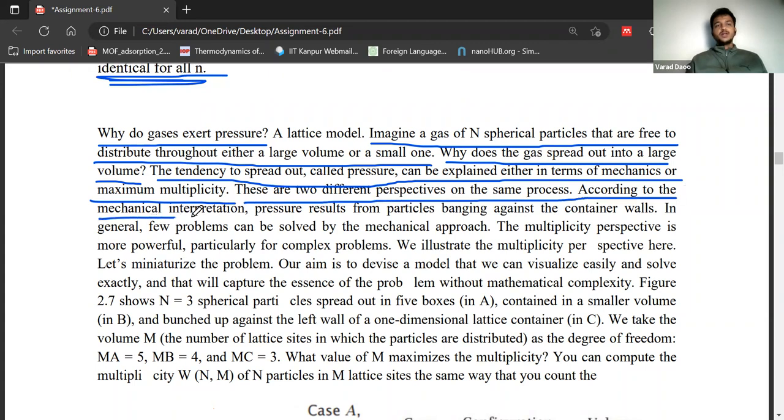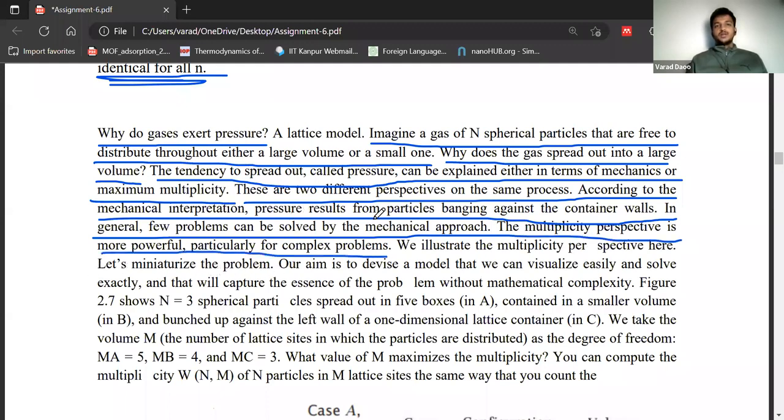According to the mechanical interpretation, pressure results from particles banging against the container walls. In general, few problems can be solved by the mechanical approach. The multiplicity perspective, which we are going to talk about, is more powerful, particularly for complex problems. We illustrate the multiplicity per particle here. So let's miniaturize the problem. Our aim is to devise a model that we can visualize easily and solve exactly, and that will capture the essence of the problem without mathematical complexity.